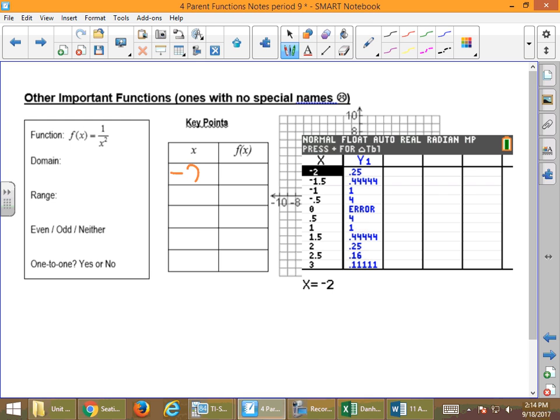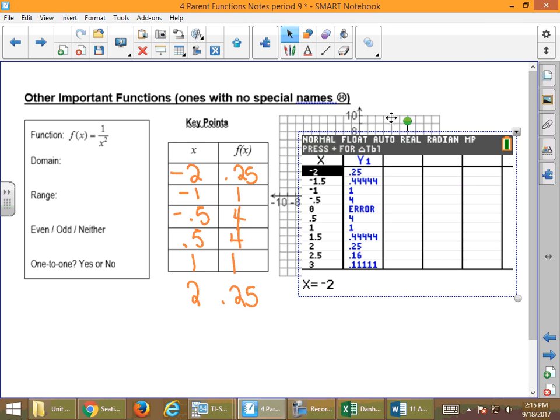Like negative 2.25, negative 1, 1, negative 0.5, 4. And I mostly can do nice points to work with on this one. But then I can also do positive 0.5, 4, 1, 1, and 2.25, and you might have to add that underneath your table. I did as well. But once we have a couple of good points to work with, then we can graph.